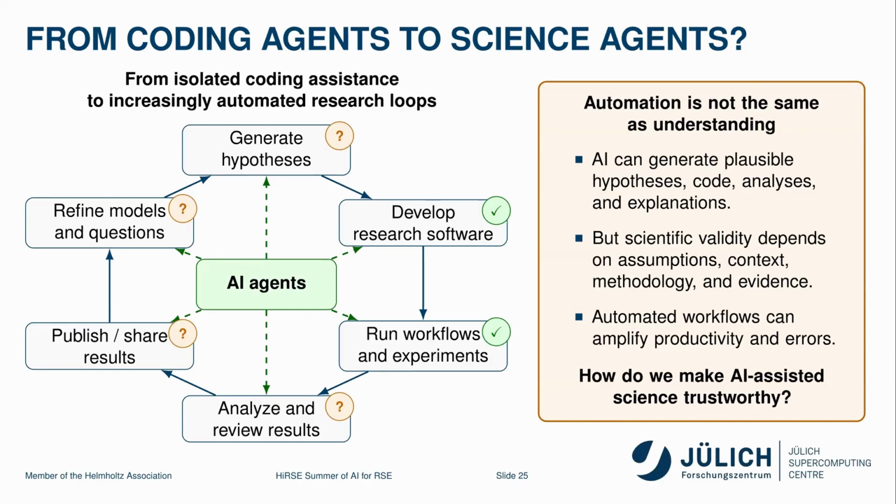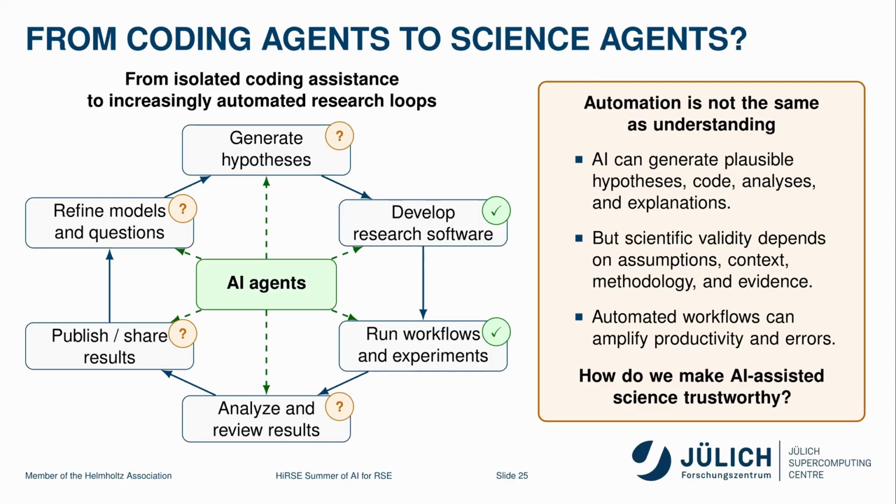So the idea would be to use AI agents to support all parts of this loop. And yeah, the question is, how much can this really be achieved? Things like developing research software or running workflows and experiments is something I would clearly make a check mark. Other things like analyzing and reviewing results can certainly be supported by AI, but the question is maybe about generating the hypothesis and refining the models and questions. This is maybe something which is really more bound to humans.